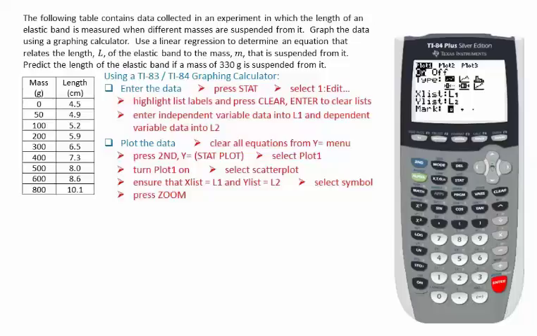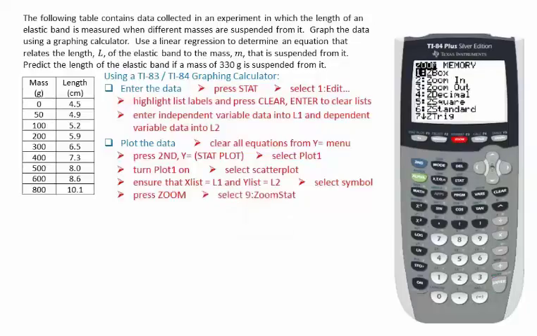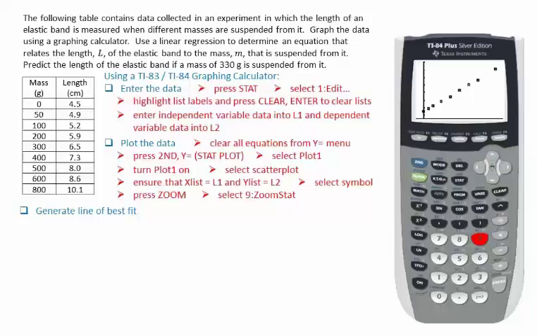To do that, we will press the Zoom button, and then we will select option 9, Zoom Stat. To do that, we'll have to scroll down, and then we hit Enter for number 9. We can then see the points on the grid. We want to now develop a line of best fit.